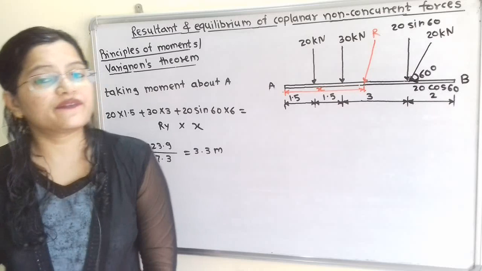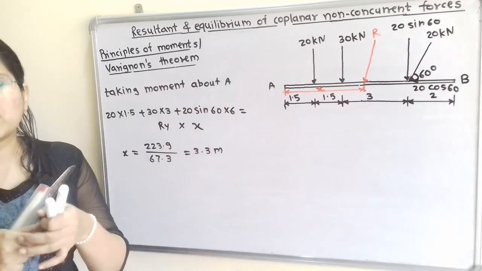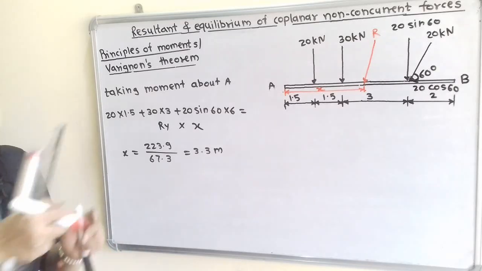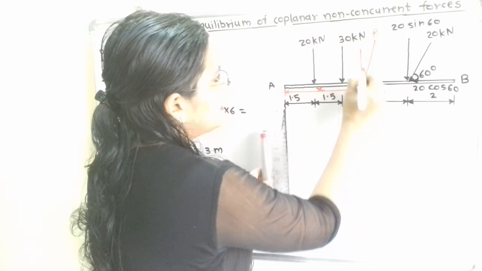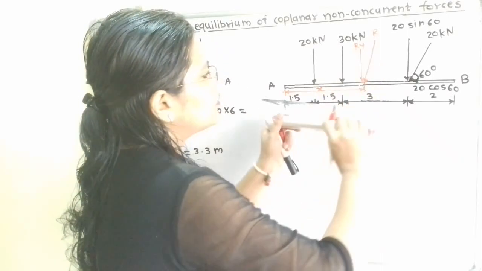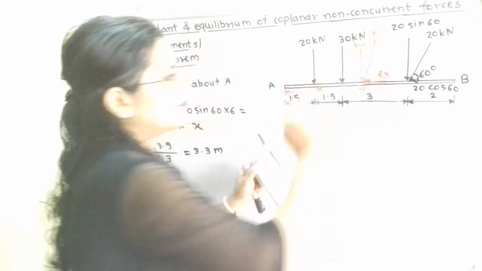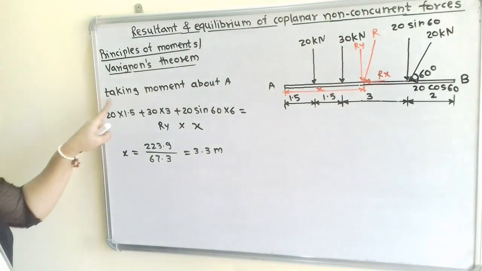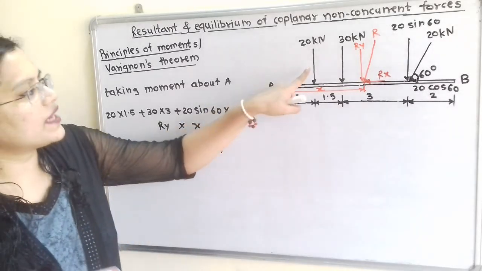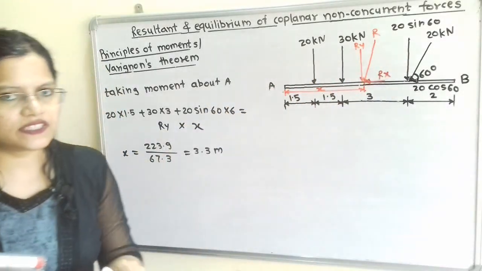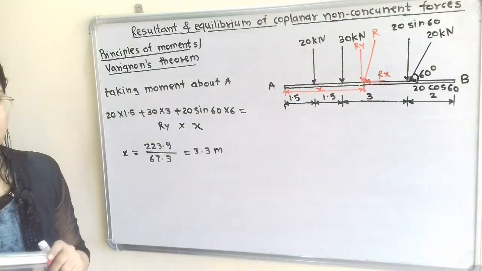We will apply Varignon's theorem for this diagram. So we will first resolve this R into two components. The vertical component is known as Ry, so I will take here Ry, and the horizontal component we will show here as Rx. Now we will take the moment about A. So we have to show here the moment about A for all these forces is equal to the moment of this resultant about the same moment center.